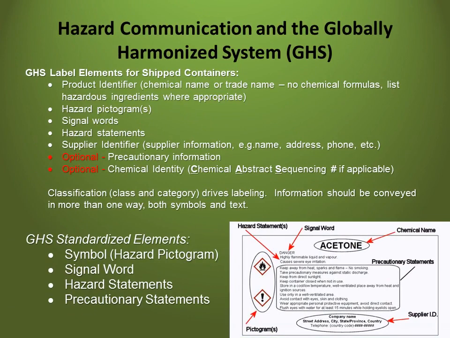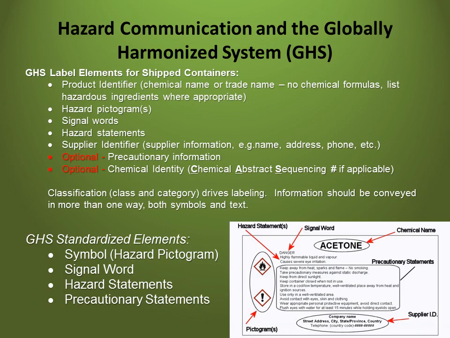The different parts or elements of a GHS shipping label include the product identifier, the chemical name or trade name. The new hazard pictogram will also be on the shipping label. The signal words, danger or warning, hazard statements, supplier identifier, that's supplier information, like name, address, phone number of the manufacturer or distributor. Not required on the label at this time, precautionary information, and chemical identity.